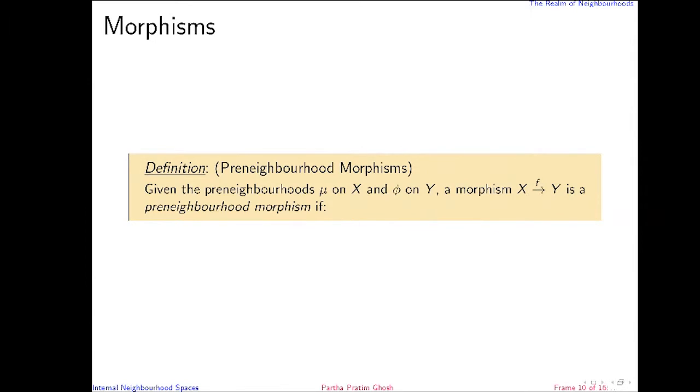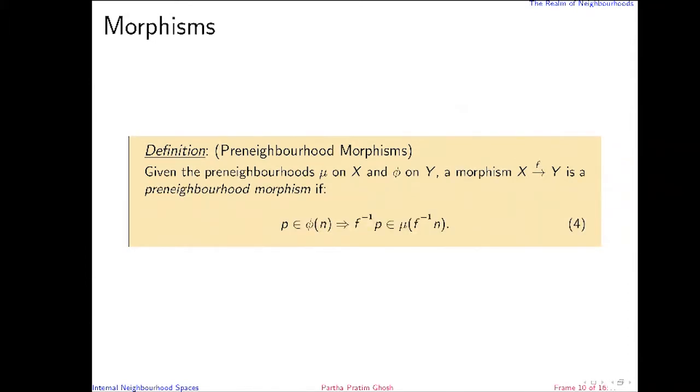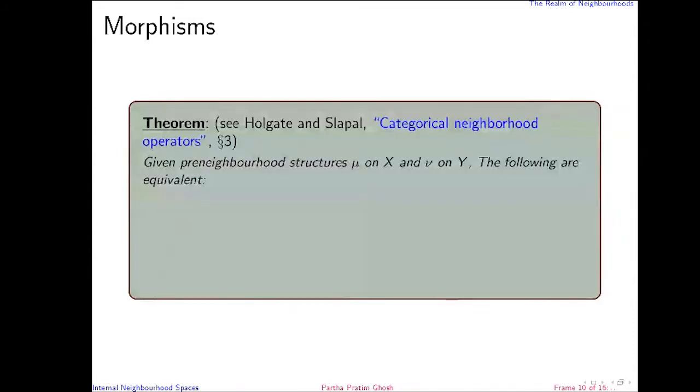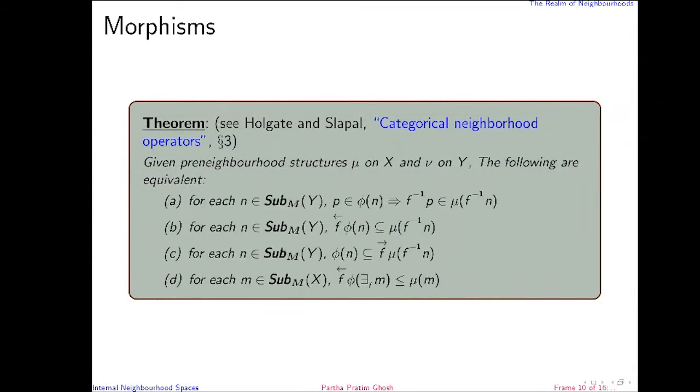Given any pre-neighborhood mu on X and phi on Y, the most natural thing is: if P is a neighborhood of n, the codomain, then F inverse P must be a neighborhood of F inverse n in the domain. It's the most natural kind of property that we face in topological spaces, and hence it's transported here.